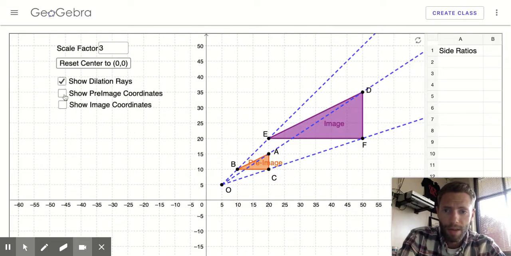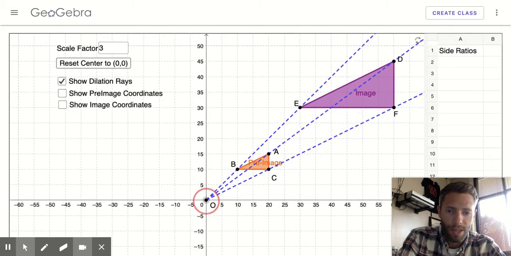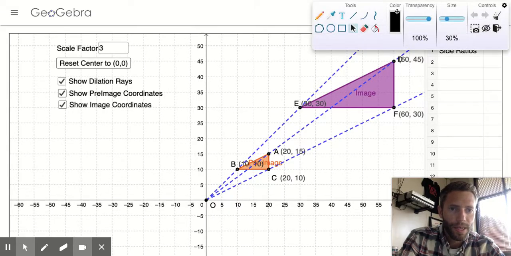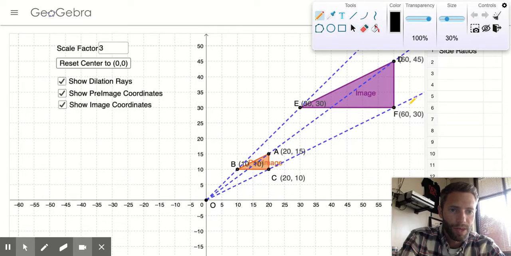Now look what happens when I move 0,0. Let me see if I can move this. Traditionally, the center of dilation is the origin. So that's what it looks like when the center of dilation is the origin. And when the center of dilation is the origin, if you click these additional boxes, I want you to consider the relationship here between these coordinates. So between, for example, F and C, which are corresponding points.